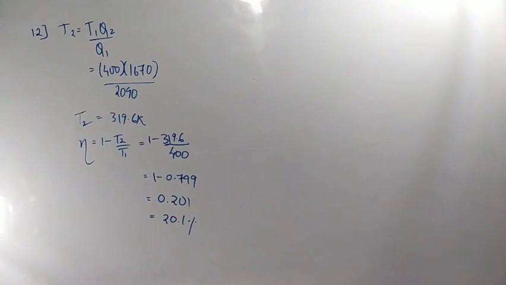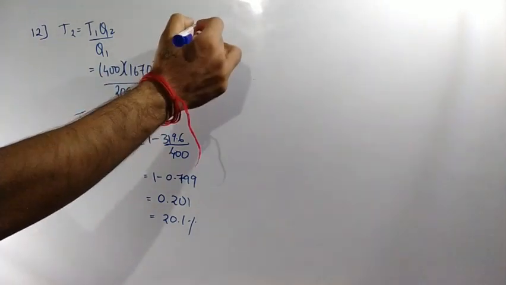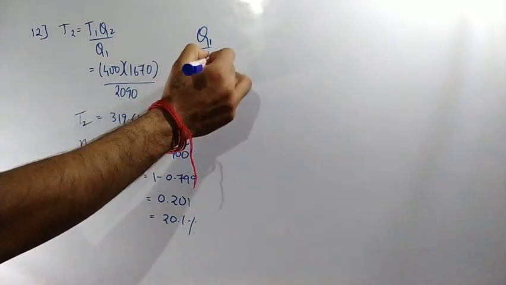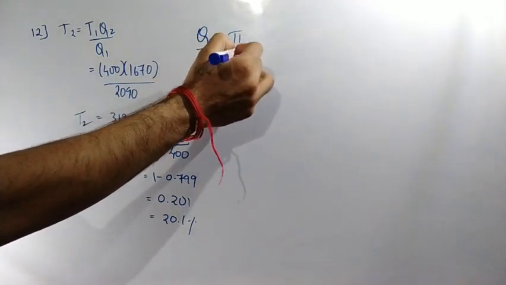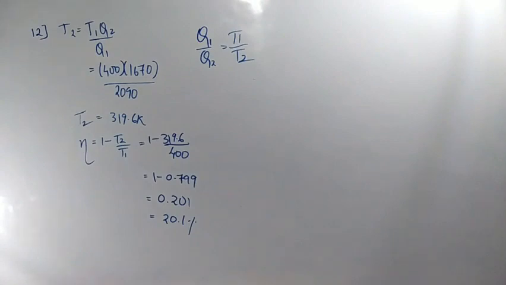So always remember, for the Carnot cycle Q1 by Q2 is nothing but T1 by T2. Using this rule we calculated the value for the temperature of the sink T2. Okay, shall we go to the next question?